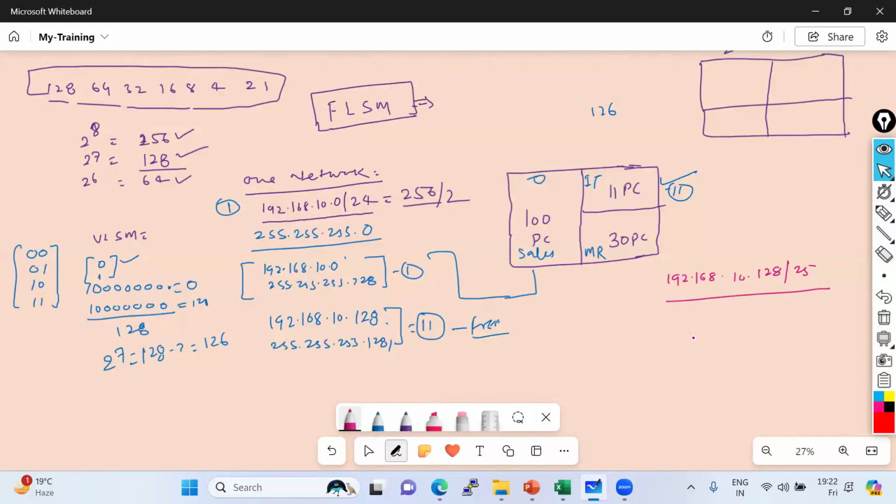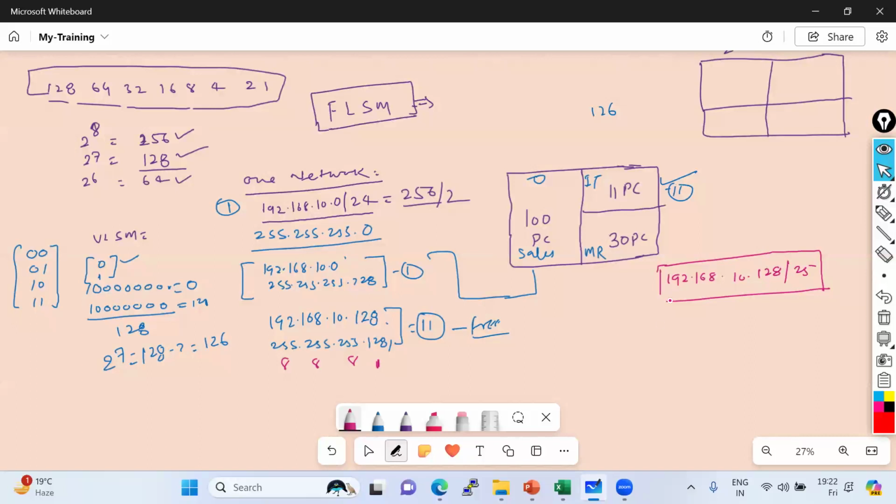So it becomes /25 now. See, the subnet mask is 255.255.255.128, so this is going to be 1 bit on here. So this is the one that you wrote in red, the new network, the remaining network. Yes, that's the remaining one.